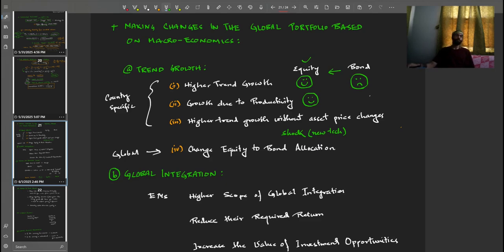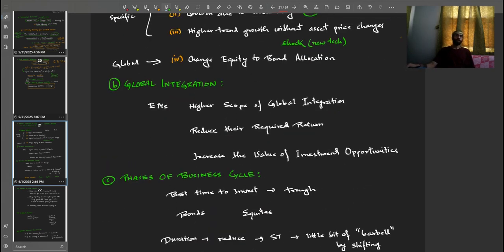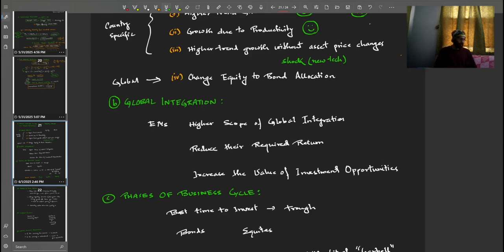The second point is global integration. So global integration is a very legitimate point specifically for frontier markets and emerging markets. It can be a very valid point for developed markets also, but it is much more valid for emerging markets and frontier markets. Now, emerging markets which are giving higher levels of returns are slowly getting, let's say, more and more integrated with the global economy. Now, this provides an opportunity for investment.